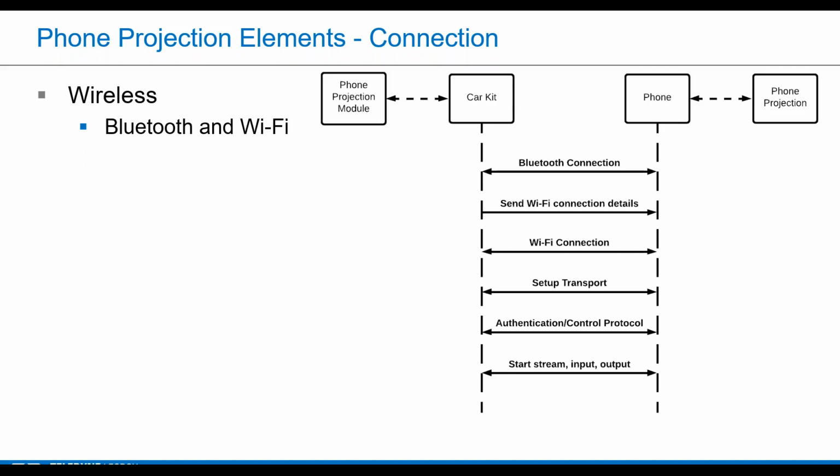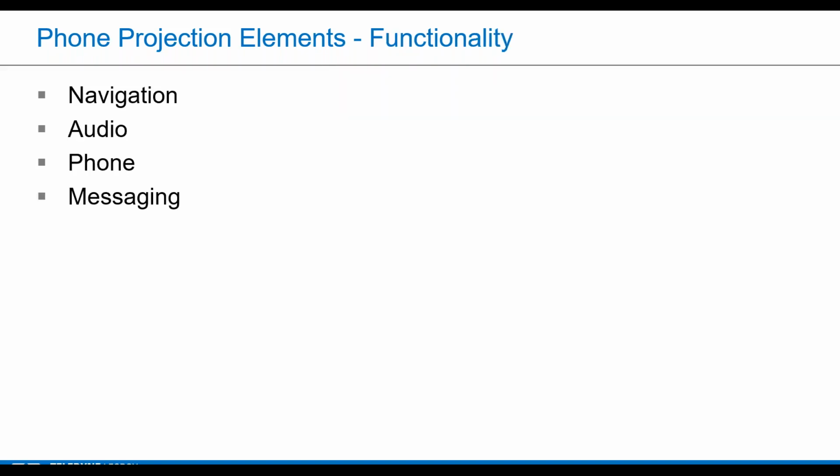So you set up the transport, the authentication, and then you have the video stream for the screen display and input and output traffic between the phone and the car kit. So the main functionality or exchange of information for phone projection is usually navigation and location information, audio, so that's playing music content from the phone or streaming content from the phone, functionality, so that's making, answering calls, and messaging, so that's reading and replying to messages received on the phone.